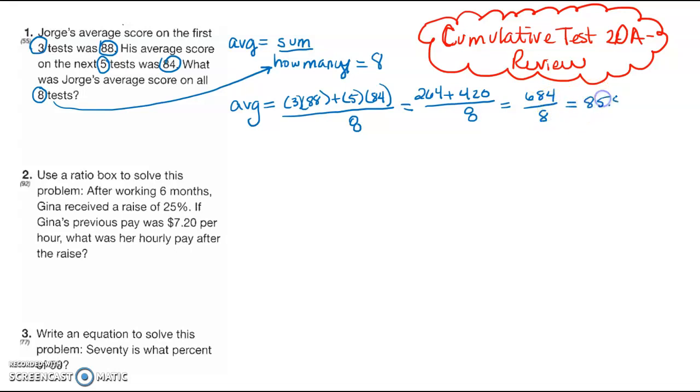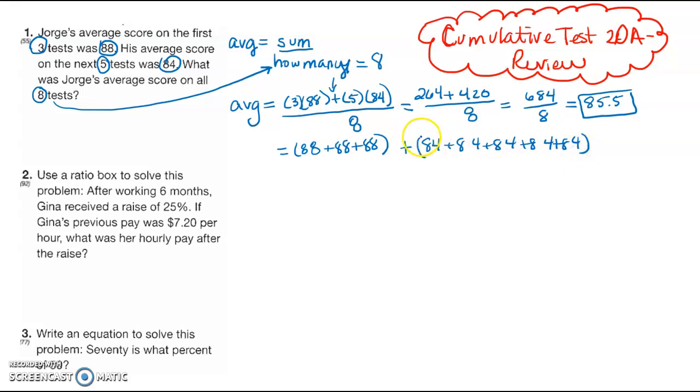I got 85.5. If you're wondering, this doesn't look very much like sum. I mean, it has the addition sign here. You can always do it 88 plus 88 plus 88, because the average on the first 3 tests was 88. And then you can do 84 5 times if you want to. Okay. And then you can divide by 8, whatever works for you if that makes more sense.